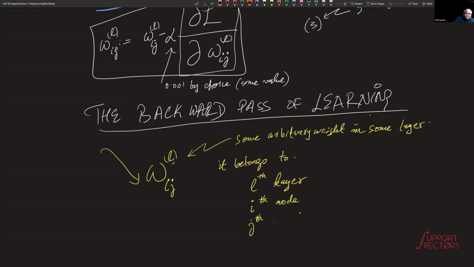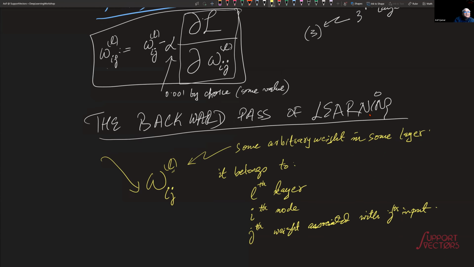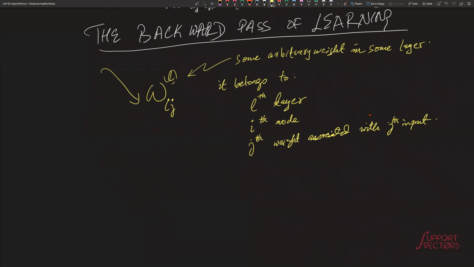Weight w_ij of the Lth layer is the weight associated with the jth input to that node. Do we agree, guys? This is just the notation. Harini, is this clear? So it is just some parameter. Think of it as beta.